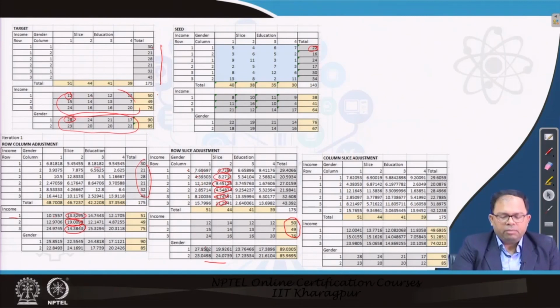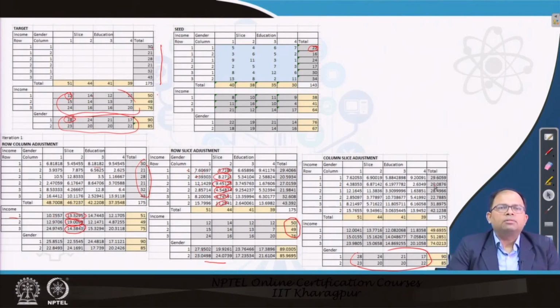So, again 28 divided by 27.95, we will multiply that proportion with the values in this table, and we can get these new values. Here we see that the marginals again match, but these two do not match. So, we will keep on iterating till the point when everything is to our expectations and the differences are not that much, and we can stop there.